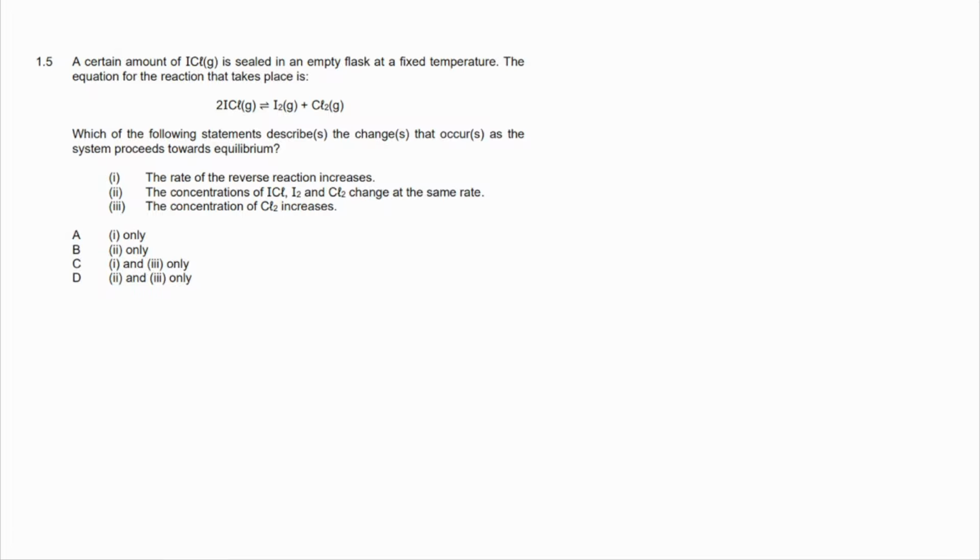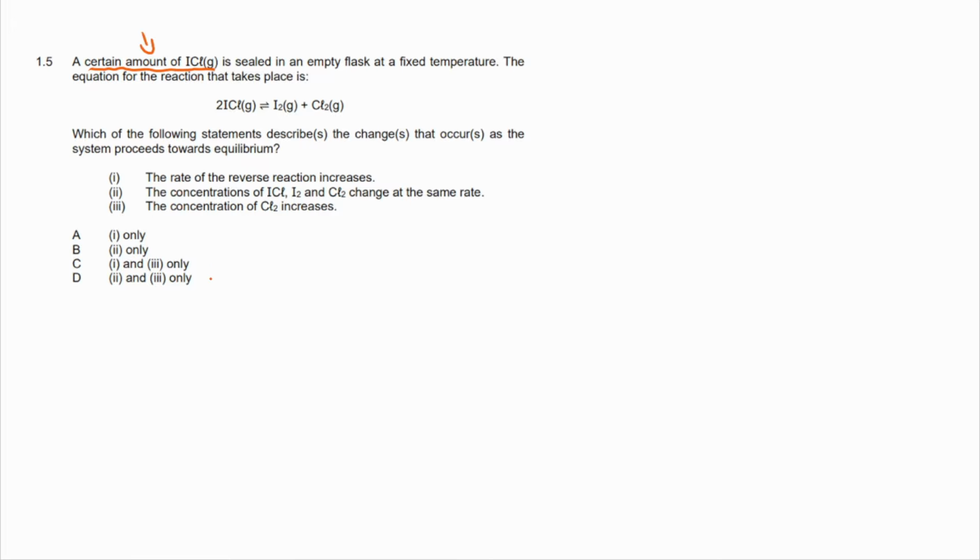And they ask which one of the following statements describes the changes that occur as the system proceeds towards equilibrium. They say the rate of the reverse reaction increases, concentrations change at the same rate, the concentration of Cl2 increases. So it's important we see what we started with. We start with a certain amount of ICl. When they say that, they're implying that there's zero of this, none of this in our empty flask, because we start with a certain amount of only this.